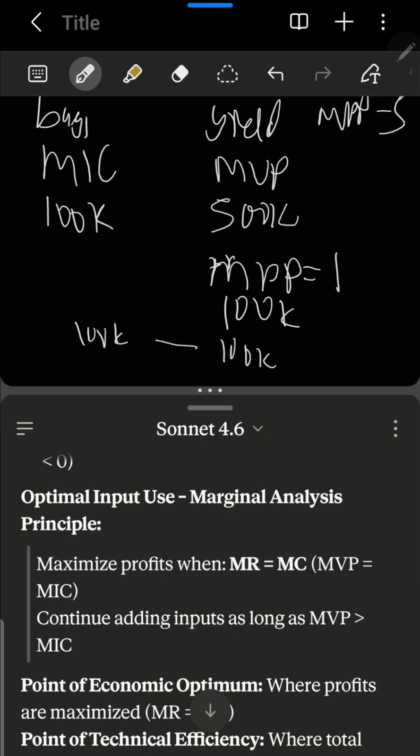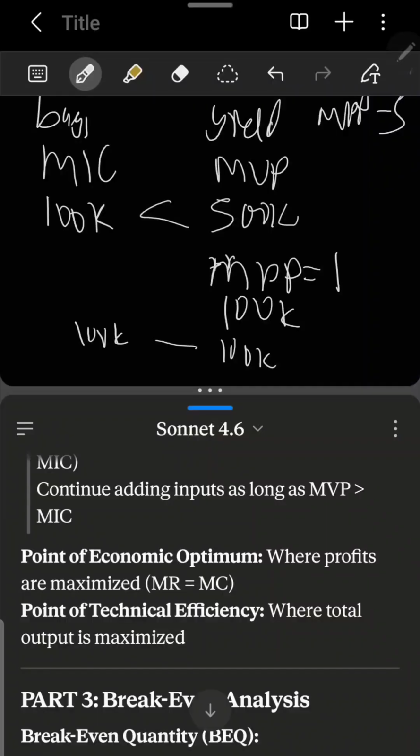And the simple math is that if you find that your marginal value product, this one here, is greater than the marginal input cost, continue adding inputs until they become equal. Don't cross to negative. So the point of economic optimum is when profits are maximized. That means the marginal revenue equals the marginal cost. The point of technical efficiency is where total output is maximized.